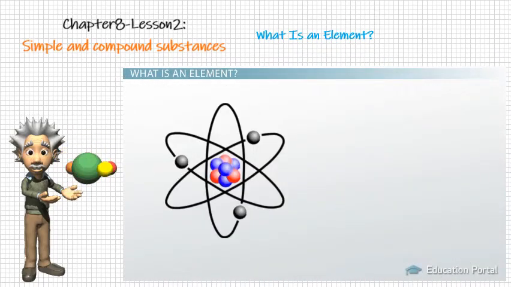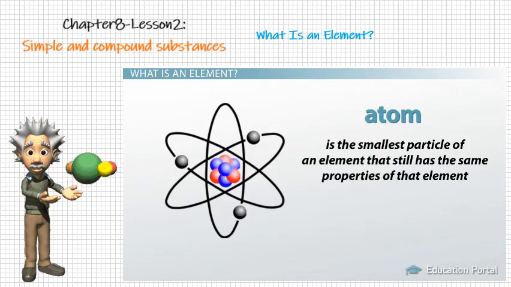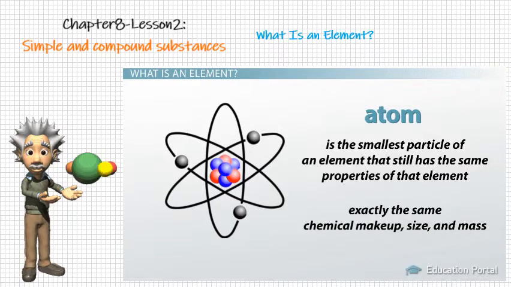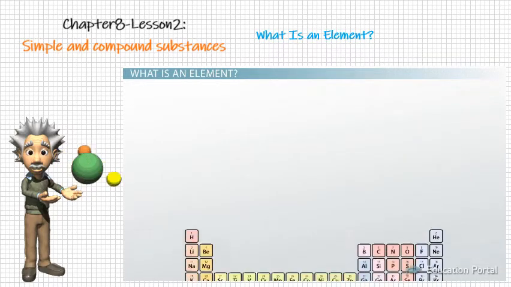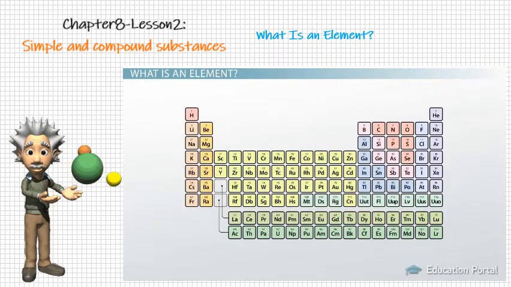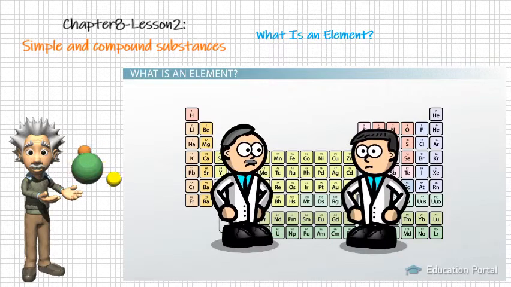Elements consist of only one type of atom. An atom is the smallest particle of an element that still has the same properties of that element. All atoms of a specific element have exactly the same chemical makeup, size, and mass. There are a total of 118 elements, with the most abundant elements on Earth being helium and hydrogen. Many elements occur naturally on Earth, however, some are created in a laboratory by scientists by nuclear processes.